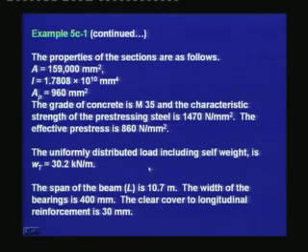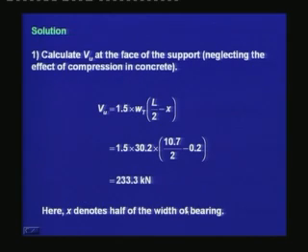The uniformly distributed load, including the self weight, WT is equal to 30.2 kilonewton per meter. The span of the beam L is 10.7 meters. The width of the bearings is 400 millimeters. The clear cover to longitudinal reinforcement is 30 millimeters. Thus, the variables after the flexure design of the beam are given, and now we are designing the stirrups for this beam.